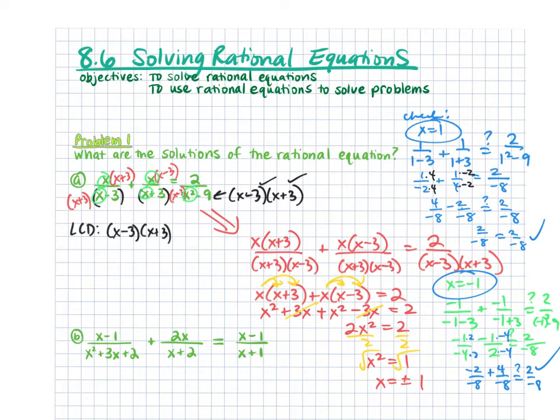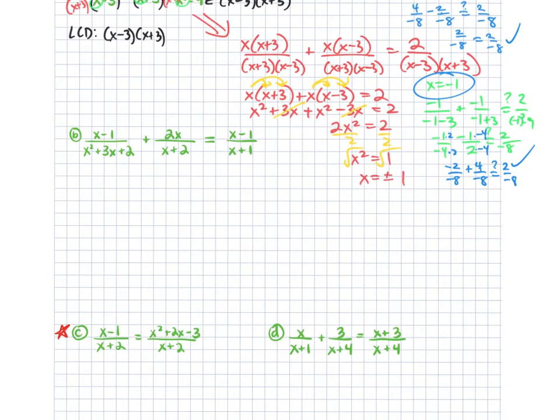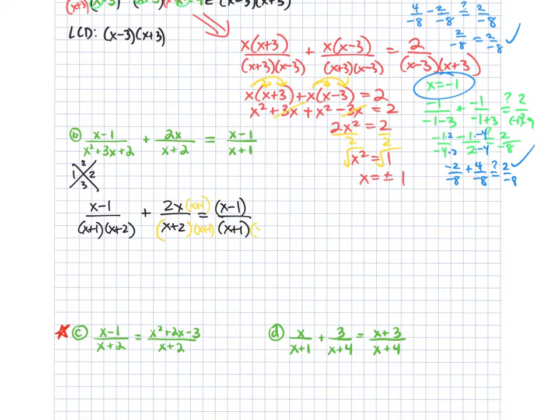Okay, so let's try this next one. Here we'll need to factor this bottom. Two numbers that multiply to 2 and add to 3 are 1 and 2. So this becomes x minus 1 over x plus 1 times x plus 2, plus 2x over x plus 2, equals x minus 1 over x plus 1. So then the LCD, this is going to be my LCD, right? Because this matches that and this matches that. So this is going to need an x plus 1. And this is going to need an x plus 2.